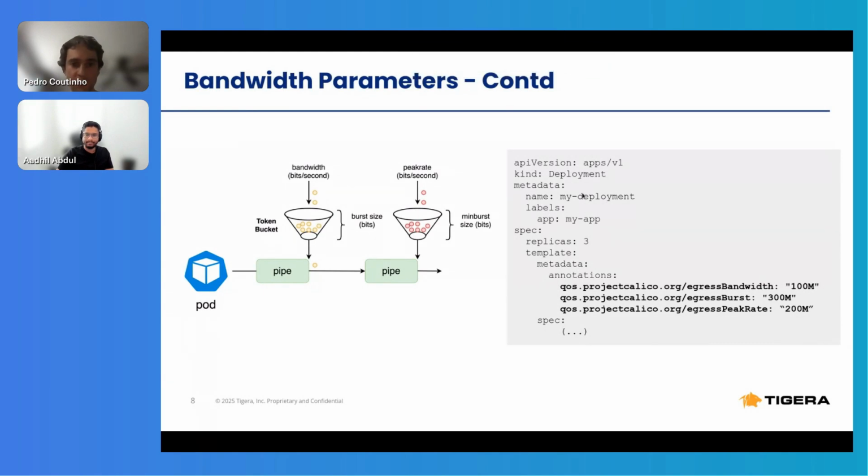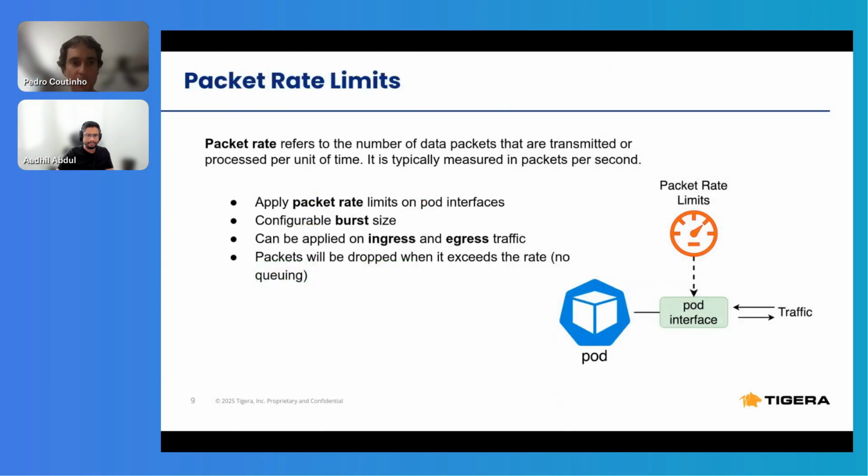And that's it for bandwidth. So on to packet rate limits. That also uses a token bucket filter algorithm. But basically, the unit is no longer a bit or a byte, but a single packet. We do have a configurable optional burst size as well.